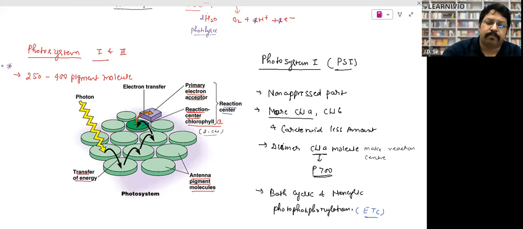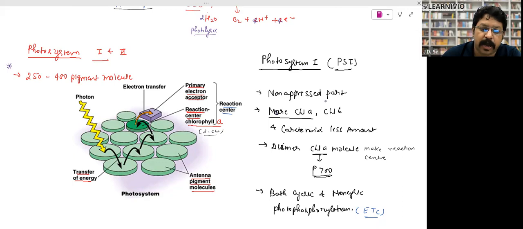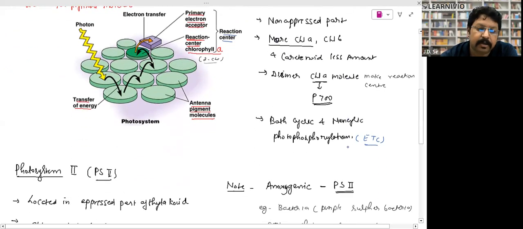Look, photosystem 1 is found in the non-appressed part. They have more chlorophyll A molecules and fewer chlorophyll B molecules, and carotenoids are found in lesser amounts. They are made up of a dimer of chlorophyll A molecules that make a reaction center, right? And this reaction center is P700. They involve both cyclic and non-cyclic photophosphorylation, meaning electron transport.